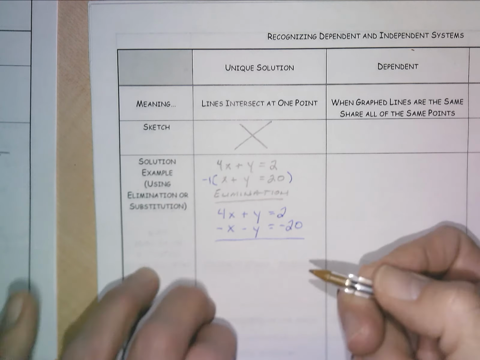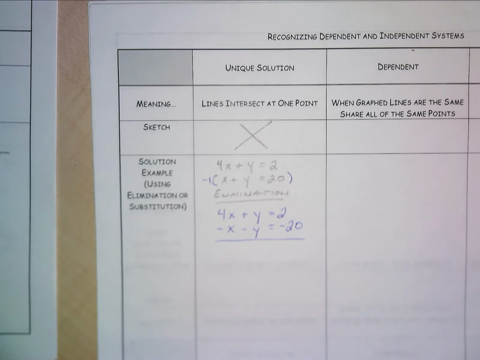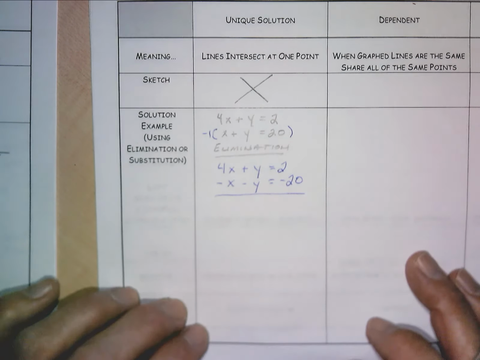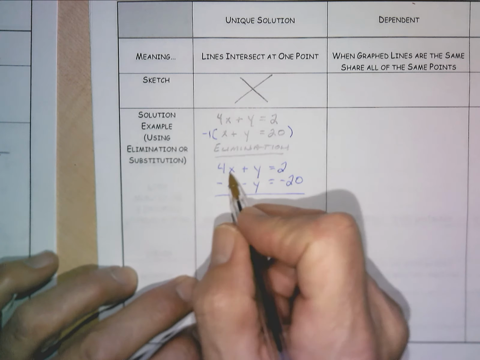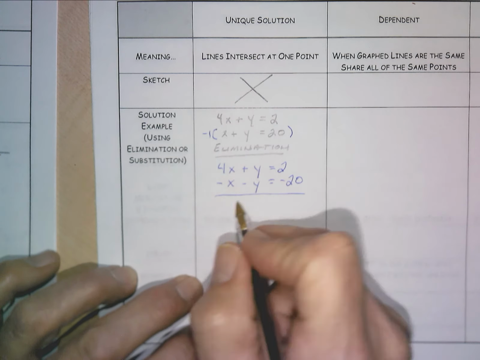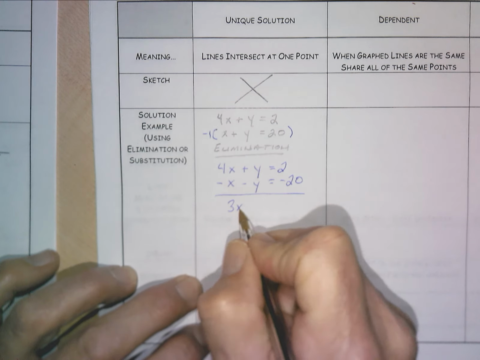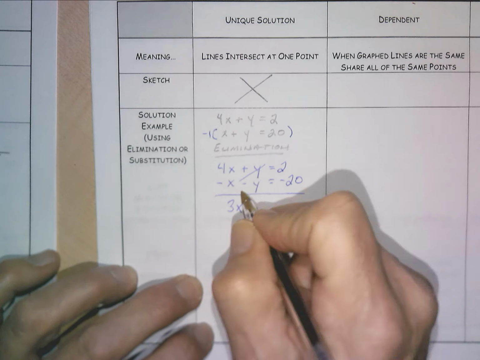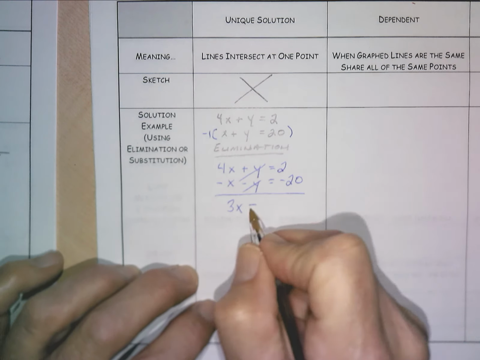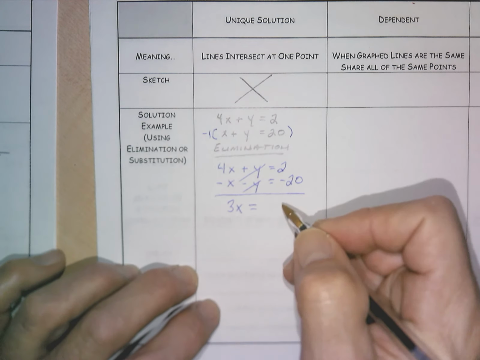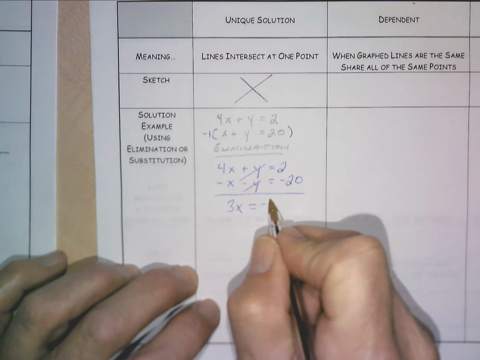This is old hat to you guys. We've been doing this for weeks. I'll add the equations together. 4x minus x gives me 3x. Plus y minus y, they go away. That's the purpose of elimination. And 2 minus 20 is going to give me -18.